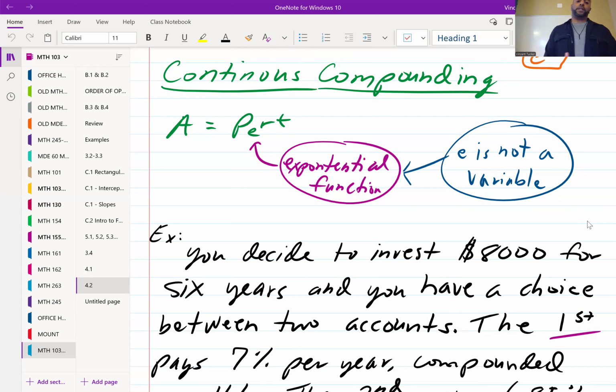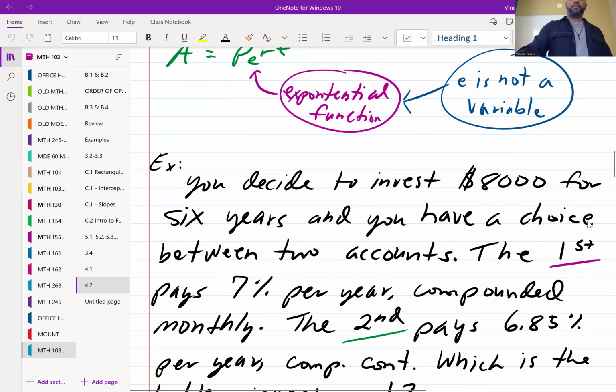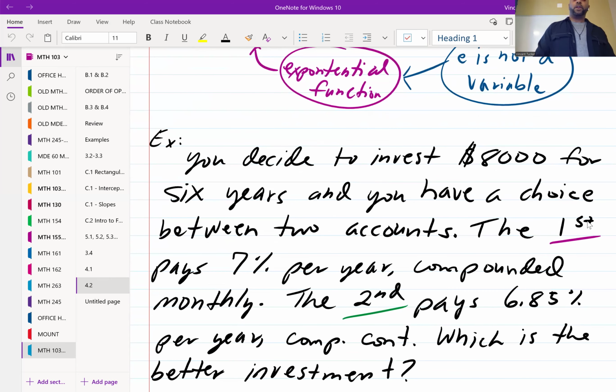All right, so let's look at this example. It says you decide to invest $8,000 for 6 years and you have a choice between two accounts. The first pays 7% interest per year, compounded monthly. The second pays 6.85% per year, compounded continuously. Which is the better investment? For those who are copying that, I'll give you a chance to write.